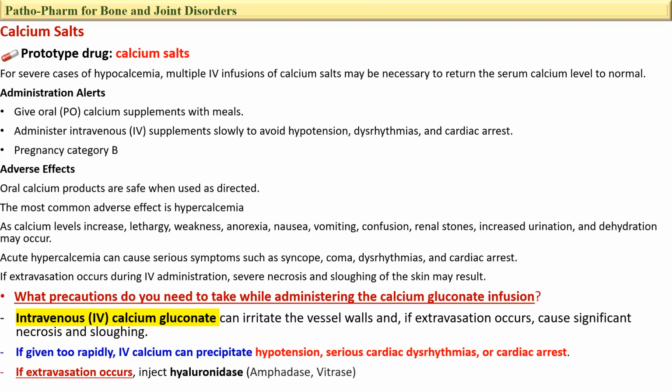Also, IV calcium gluconate is a drug that can cause extravasation and irritates the blood vessels and result in necrosis and sloughing of the blood vessels and tissues around the blood vessels. So if extravasation occurs, then we will give a drug, hyaluronidase, Amphadase, or Vitrase. That drug is usually prescribed to treat the extravasation if it occurs when we use the IV calcium gluconate.